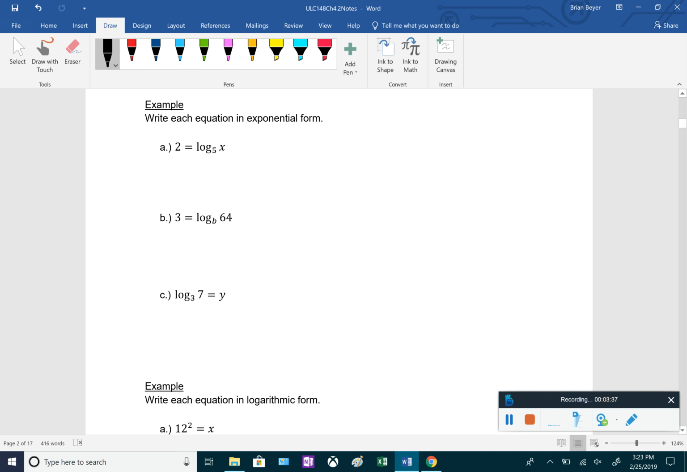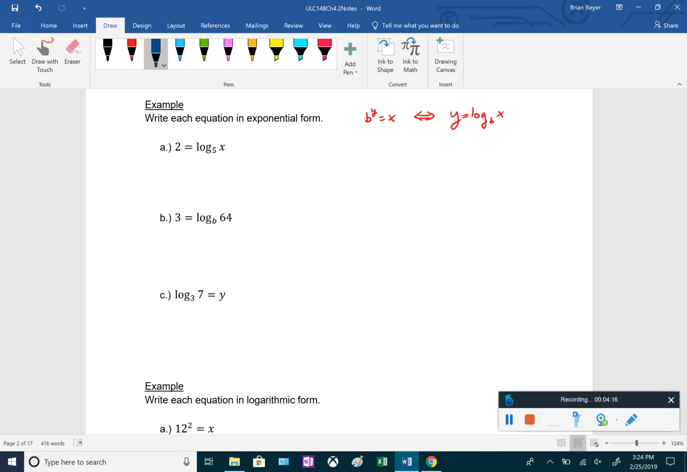So let's do some examples for converting. For the first one, we want to convert from logarithmic form to exponential form. I'm just going to rewrite that rule right here. b to the y equals x is the same thing as y equals log base b of x. First one we have 2 equals log base 5 of x. We want to convert this into exponential form. One way you can do this is to identify the y, identify the b, identify the x, and then put it into its appropriate exponential form.